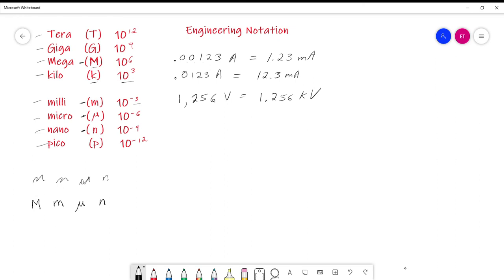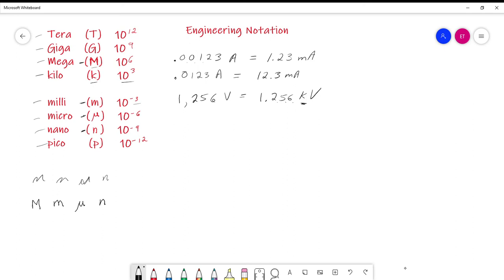This kilo here is telling you thousands. So it's telling you that the actual value is 3 decimal places to the right. That's 10 to the third. So the real number is the decimal place moved 3 places, 10 to the third, and you've got that 1,256.